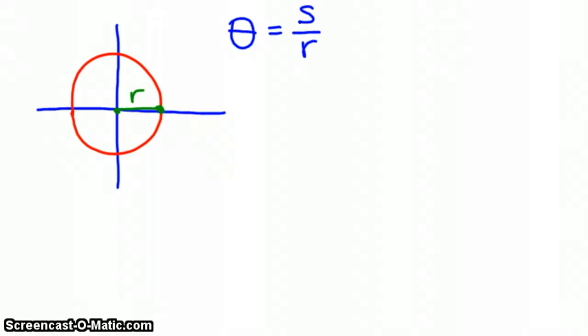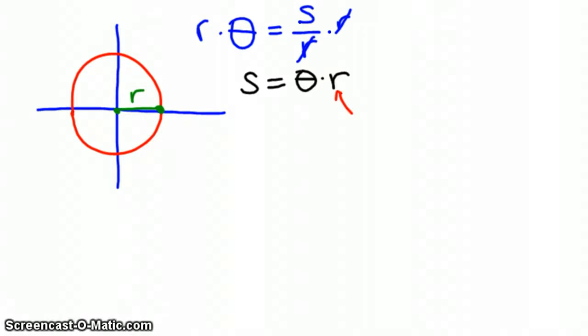I could also rearrange that by multiplying both sides by radius, and I have another way of expressing the same thing: my arc length is equal to my angle times my radius. Now if I assume that radius is 1, then I simply have my arc length is equal to my angle measure, which gives us an interesting circle that we call the unit circle.